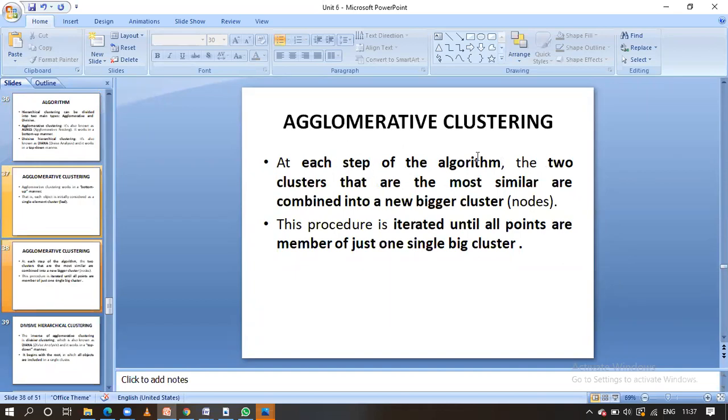In each step of the algorithm related to the agglomerative clustering, two clusters that are similar, we are going to combine to form a new bigger cluster. This is the process followed in the agglomerative hierarchical clustering. At each step we take two clusters that are very similar, meaning there are no differences between those two objects, then we combine them into a new bigger cluster, guys. This process we repeat until we get the big cluster. In the big cluster we will have all the objects of the overall clusters, guys.